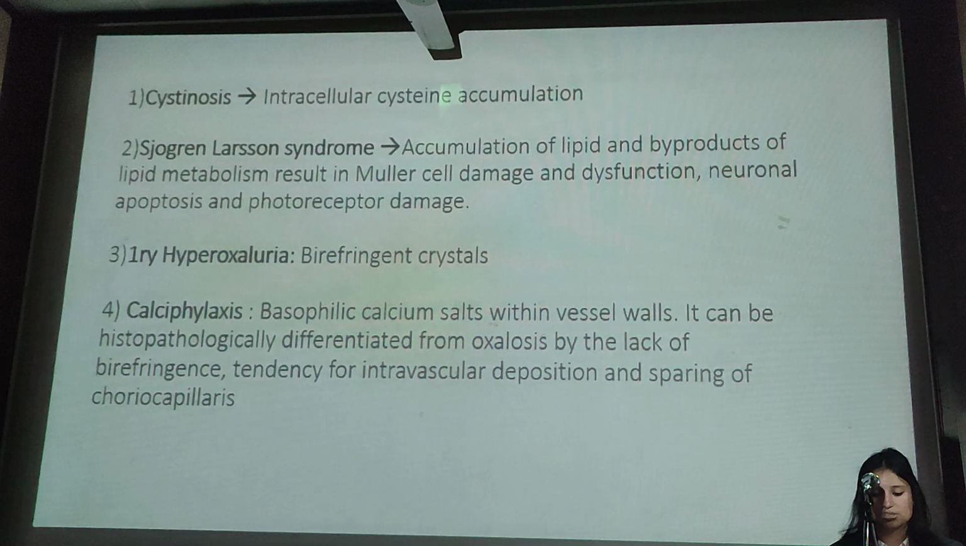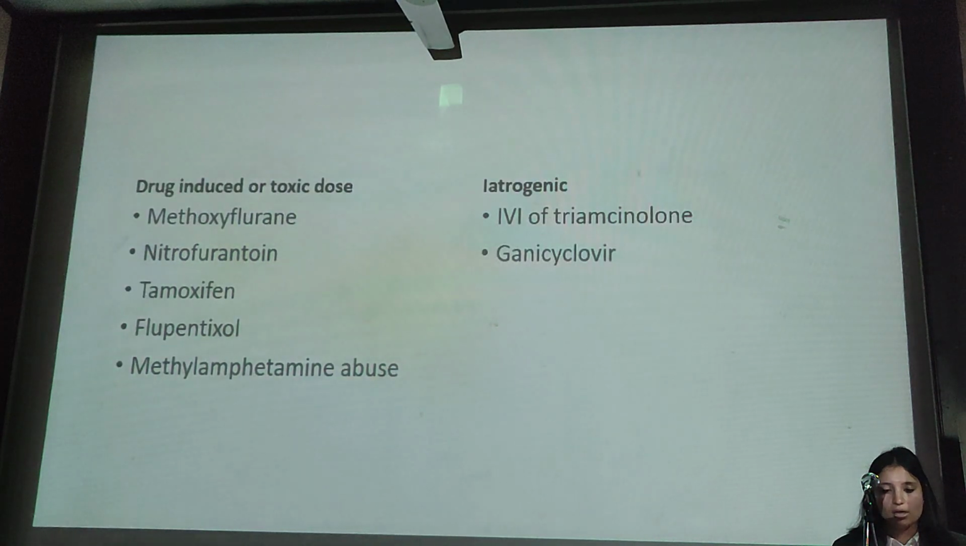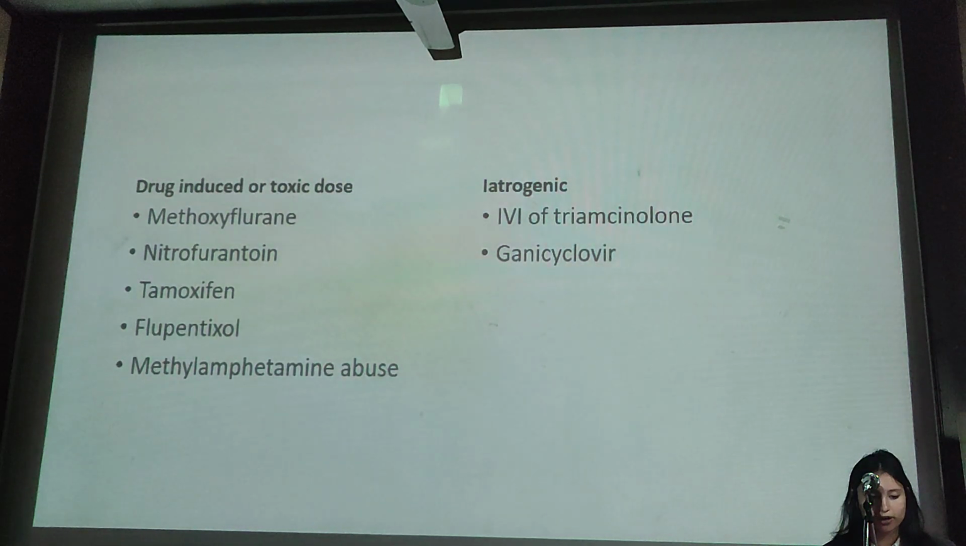So to pass through what cystinosis is, it is intracellular cystine accumulation, while Sjogren-Larsson syndrome is accumulation of lipids and products of lipid metabolism that result in Muller cell damage and dysfunction with neuronal apoptosis and photoreceptor damage. Also, primary hyperoxaluria is characterized by birefringent crystals that can be differentiated from calciphylaxis, which are basophilic calcium salts within the vessel walls. Also, crystalline retinopathy can be drug-induced by methoxyflurane, nitrofurantoin, tamoxifen, flupentixol, and methamphetamine abuse. Also, it can be iatrogenic after intravitreal injection of triamcinolone or ganciclovir.